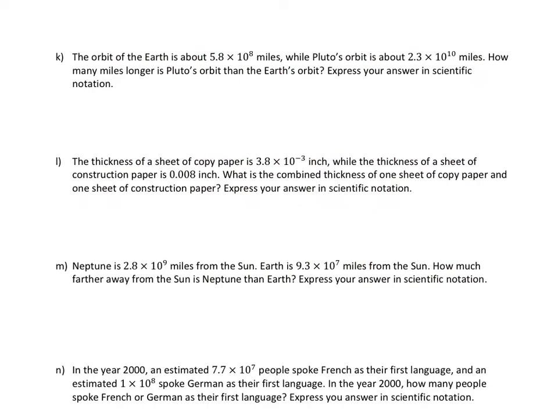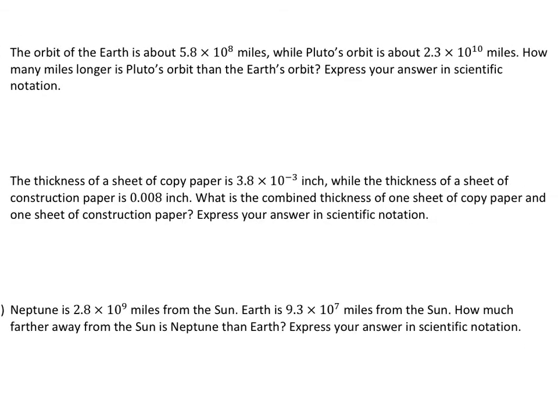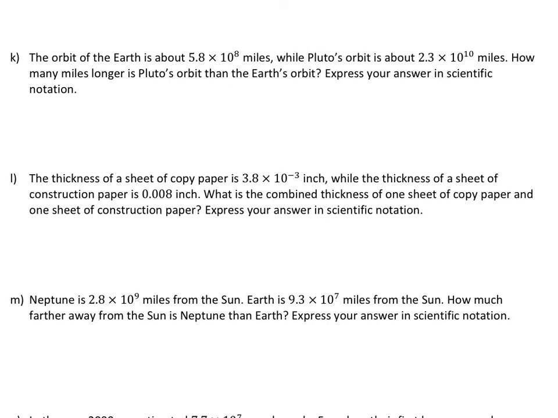Now the word problems are pretty straightforward. I will do K and L with you, and the rest you're on your own. Letter K. The orbit of the Earth is about 5.8 times 10 to the 8th miles, while Pluto's orbit is about 2.3 times 10 to the 10th miles. How many miles longer is Pluto's orbit than the Earth's orbit? Express your answer in scientific notation.